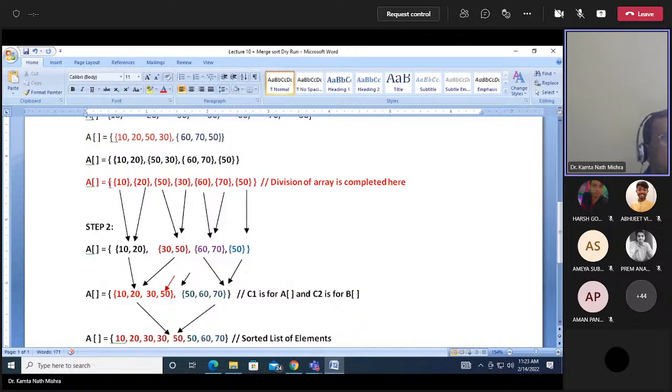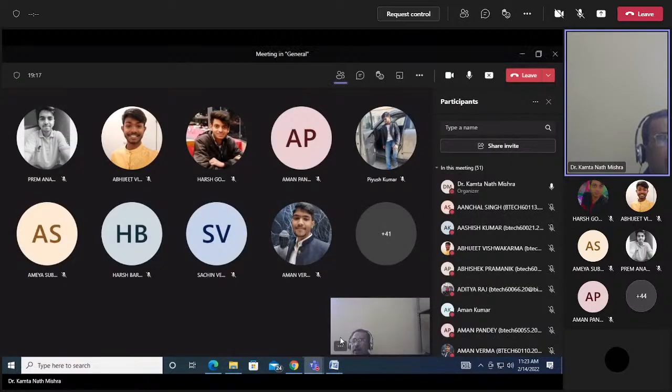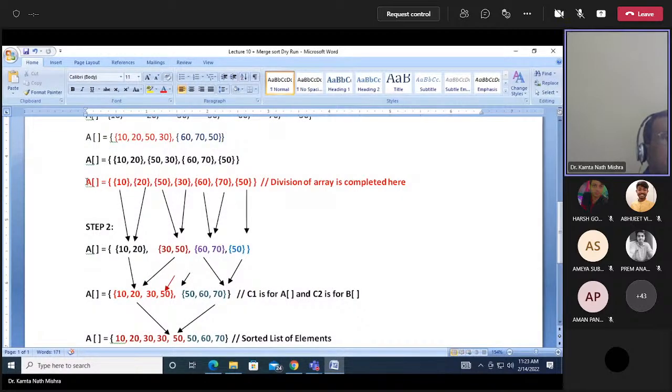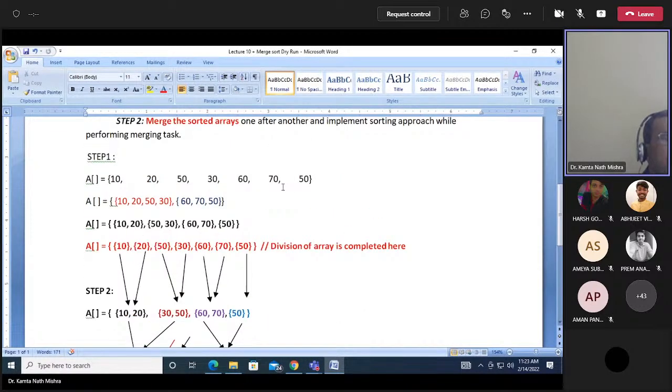Here I have shown, take someone else's help, explain what is happening. Aditya Raj, you see the screen? Yes, sir. See the screen.